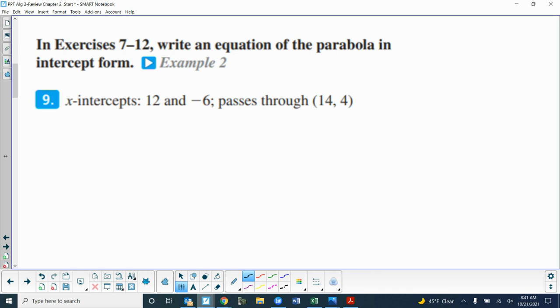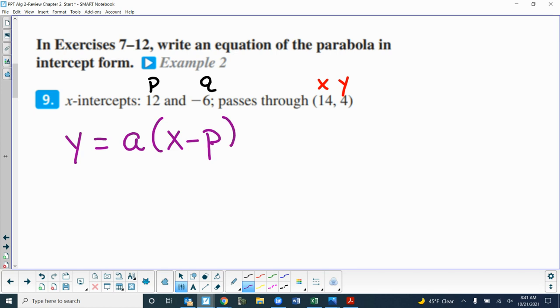For the x-intercepts, one of these is P, one of these is Q. It doesn't matter which one's which. For the point, that's still the X and the Y. Here's the formula. Y equals, there's A again that we have to figure out, times X minus P times X minus Q. All right, so you have to figure out that A value. And what you do then, rewrite the equation in intercept form.